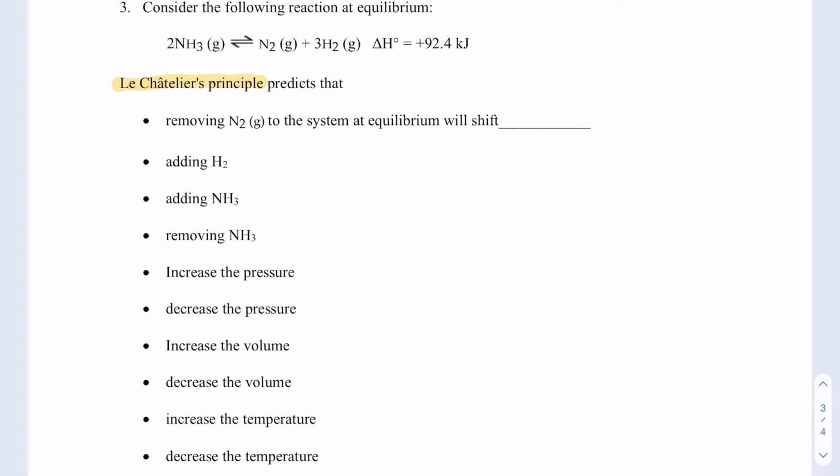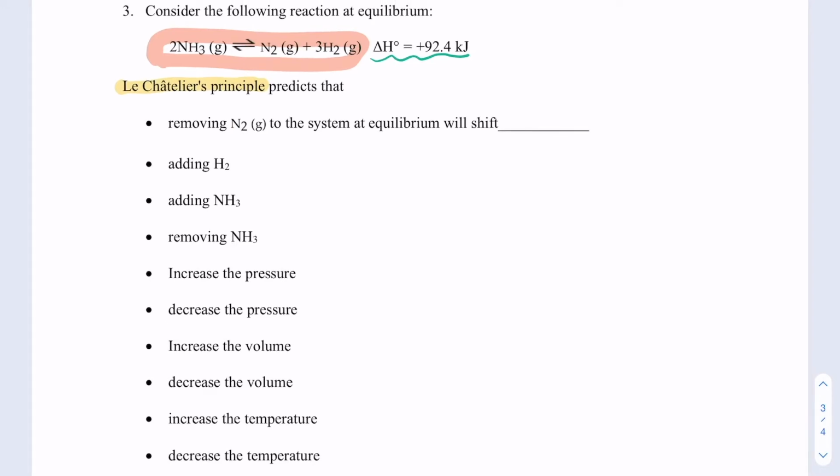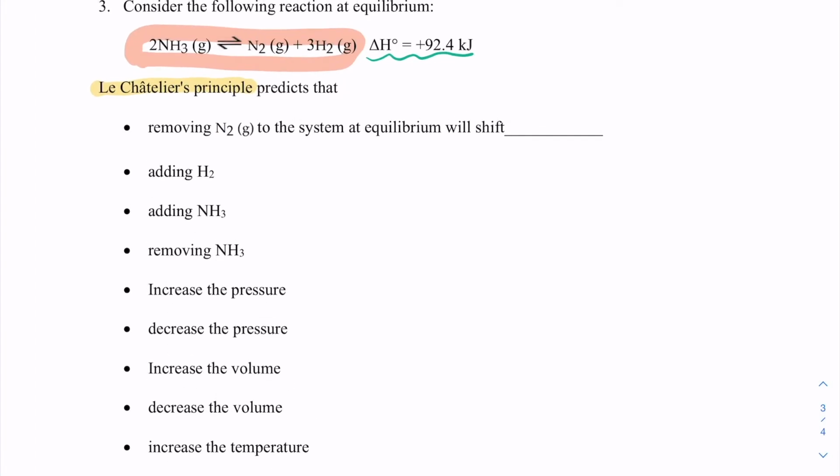For this particular equation given in this question, you have this reaction equation and it's telling you delta H naught equals positive 92.4 kilojoules. Remember, we learned this before: delta H equals Q at constant pressure. That means the Q is positive.